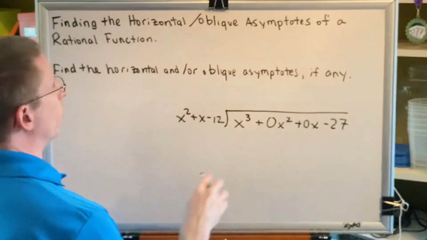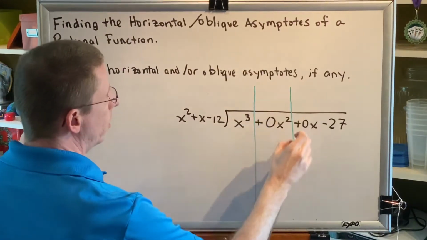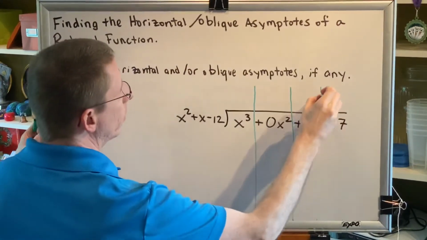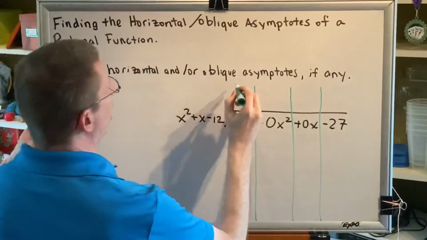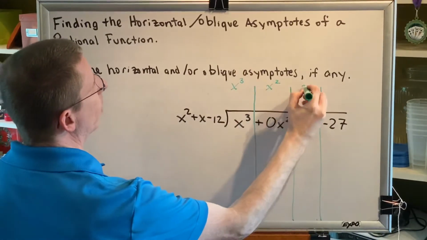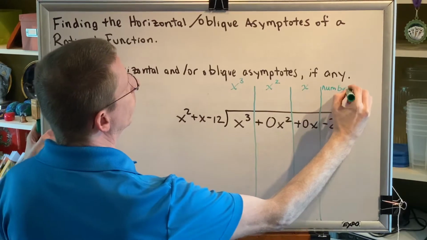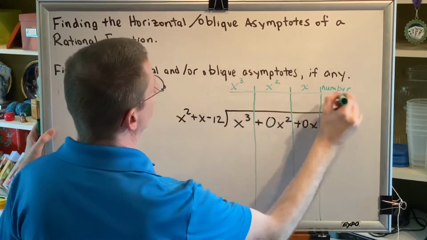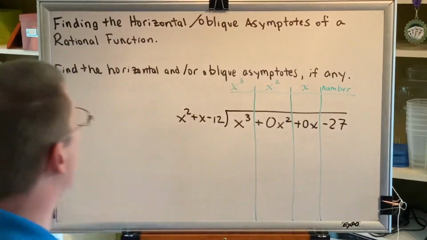Next, set up your columns. To the left of every add and subtract symbol in your numerator, put a vertical column, and then label your columns. So this is going to be the x cubed column, this is the x squared column, this is the x column, and this is the number column. Once you've done that, you're ready to begin the polynomial long division process.